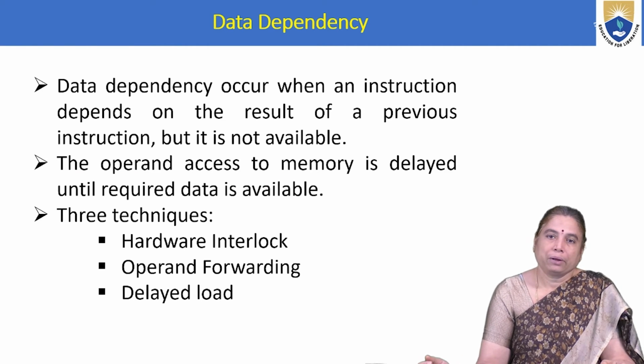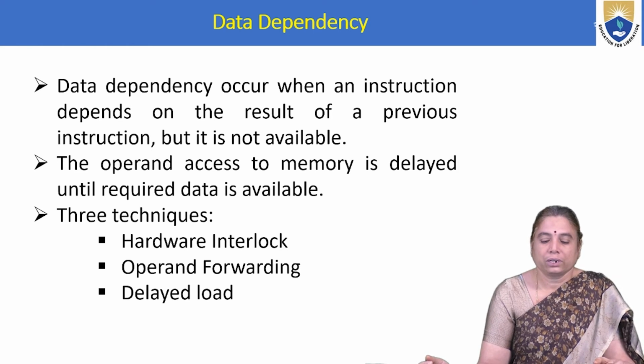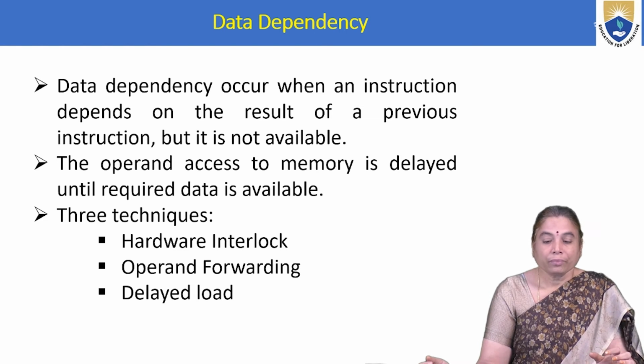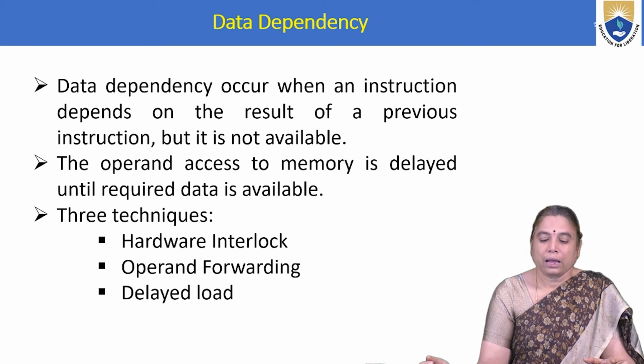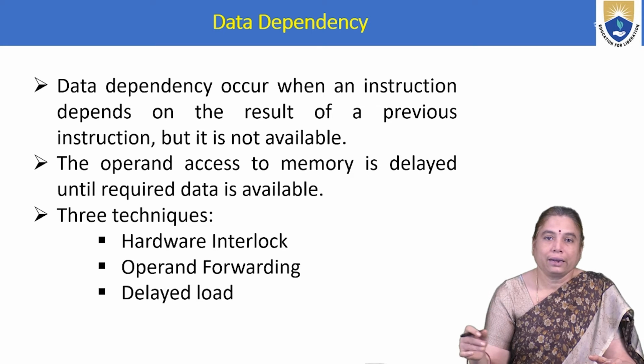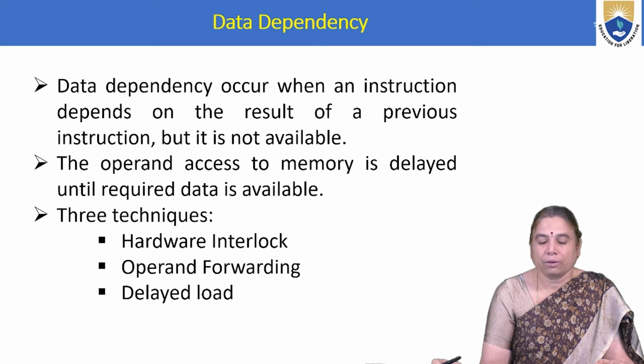The second type of conflict is data dependency conflict. Data dependency occurs when an instruction depends on the result of a previous instruction, but that result is not available. So the operand access to memory is delayed until the required data is available. Three techniques can be used to resolve the data dependency conflict.